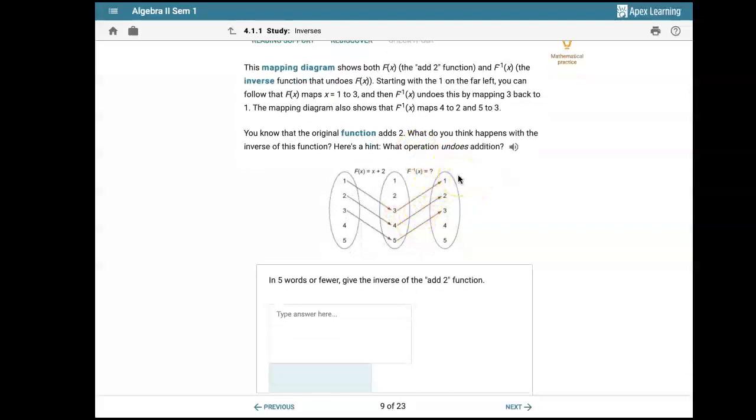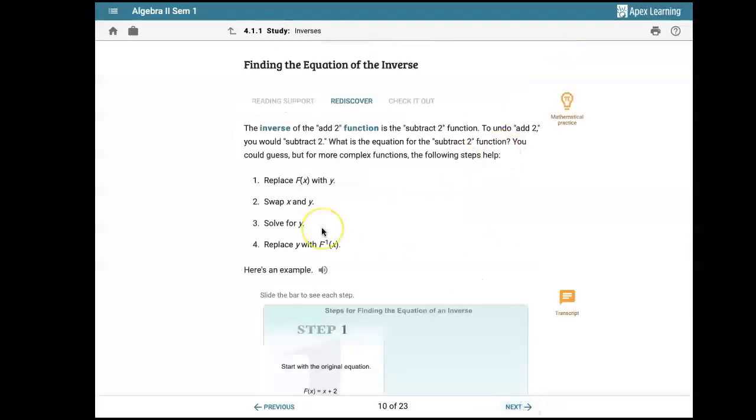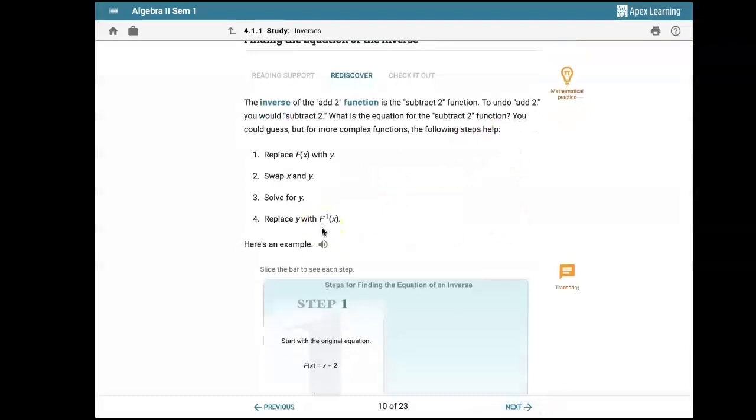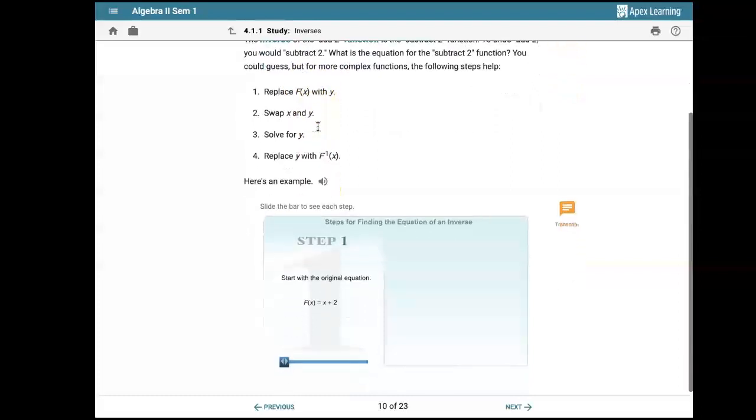When we're trying to move a value from one side of the equation to the other, if we're adding it in the original equation, we have to subtract it, right? So that is the inverse operation, or that's what undoes addition. All right. So the add to function, the inverse of that is our subtract to, right? And the steps for figuring this out mathematically would be: we replace f of x with y, we swap our x and our y, we solve for y, and then we replace our y with f to the power of -1 of x, right?